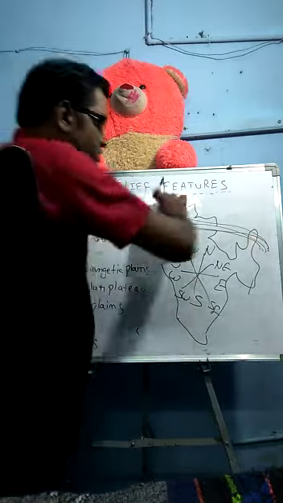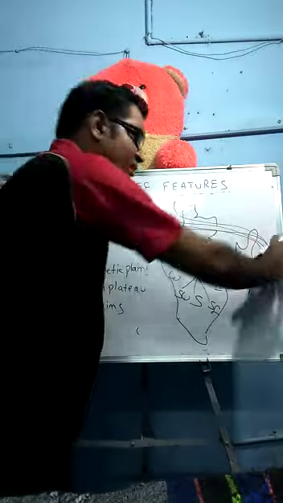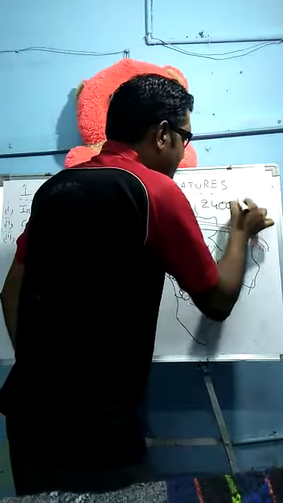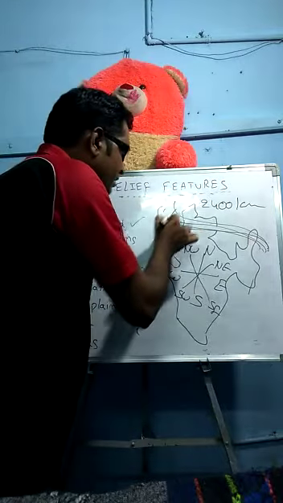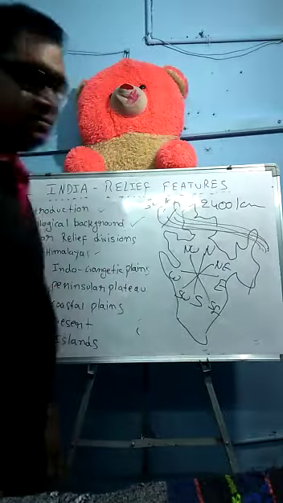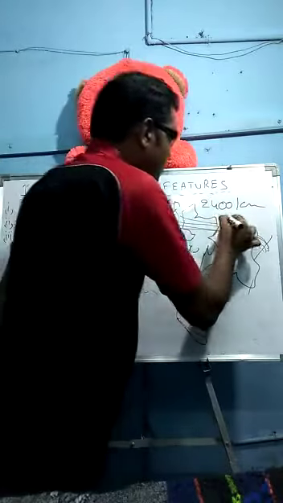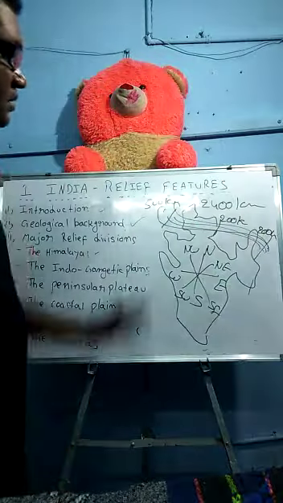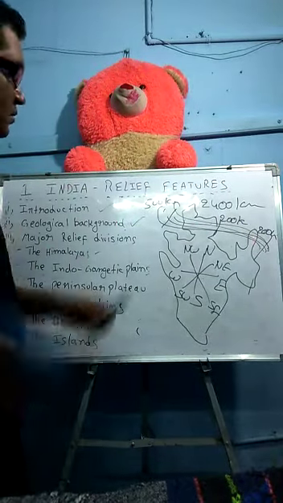The shape of the Himalayas is an arch model. The total length of the Himalayas is 2400 kilometers. The width on the northwest side is 500 kilometers in the middle, and on the north east side it is 200 kilometers. These are the basic details of the Himalayas.